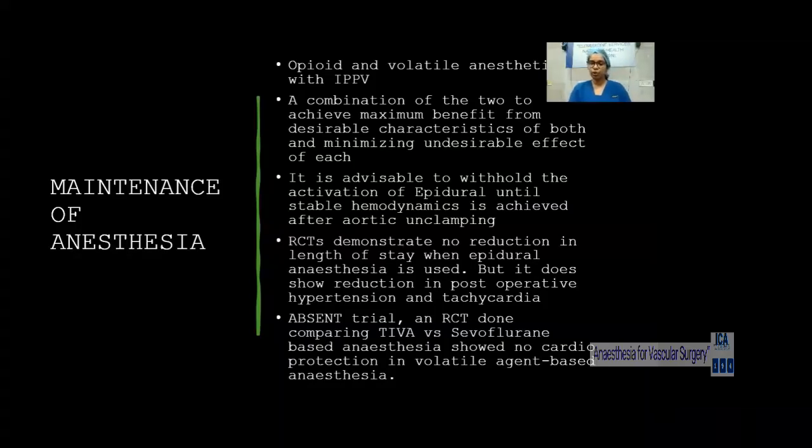RCTs demonstrate no reduction in length of stay when epidural anesthesia is used, but it does show a reduction in postoperative hypertension and tachycardia. An RCT, the ENIGMA trial, was done comparing TIVA versus sevoflurane-based anesthesia. And this also showed no cardioprotection in the volatile agent-based anesthesia group.